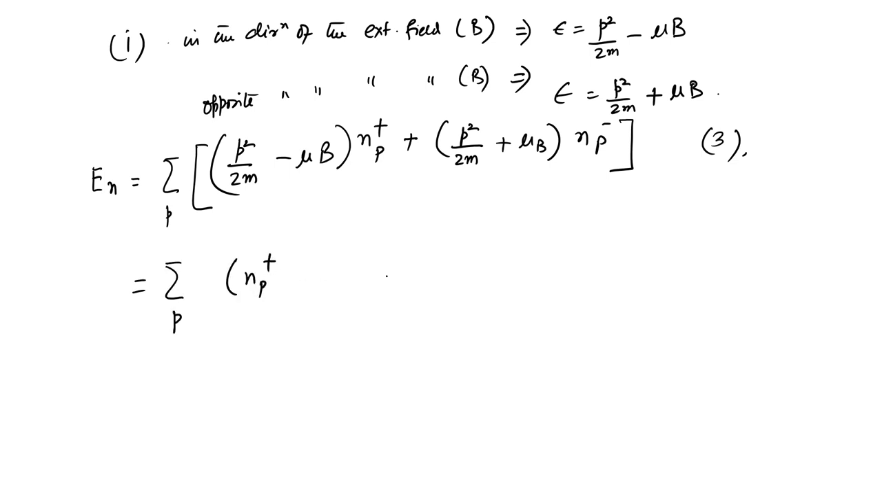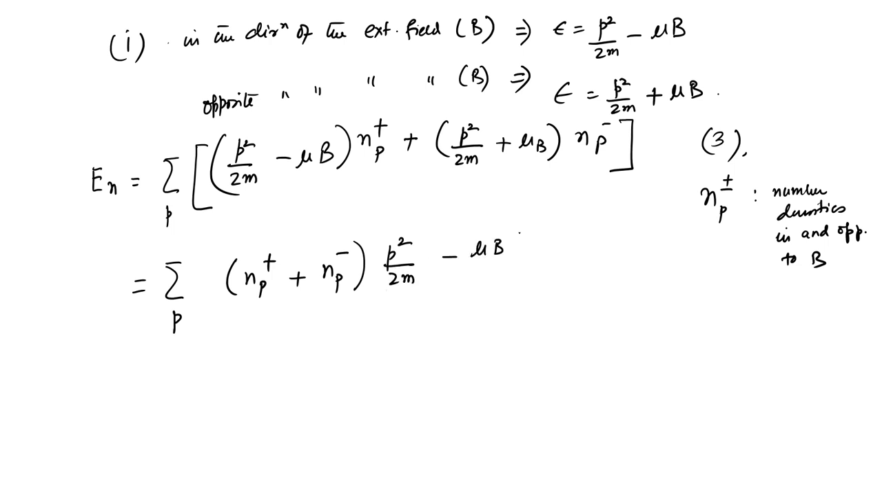Then we can write this as a sum over p of n_p plus and n_p minus, which are our number densities in the direction of B and opposite to B. So n_p plus is in the direction of B, and n_p minus is opposite to the direction of B. The energy is then P squared over 2m, and then there is mu B times N plus minus N minus. This is the total energy of the system, where N plus is the total number of electrons, fermions, pointing in the direction of B, and N minus is the number opposite to the direction of B.